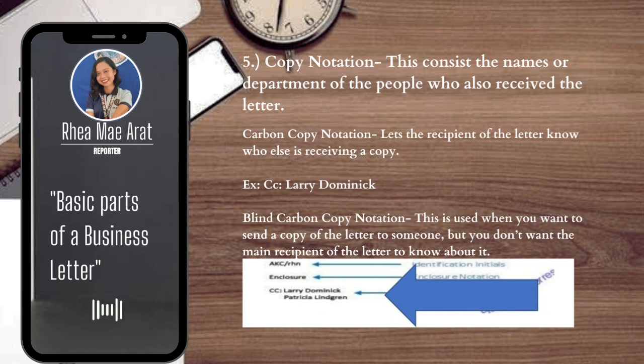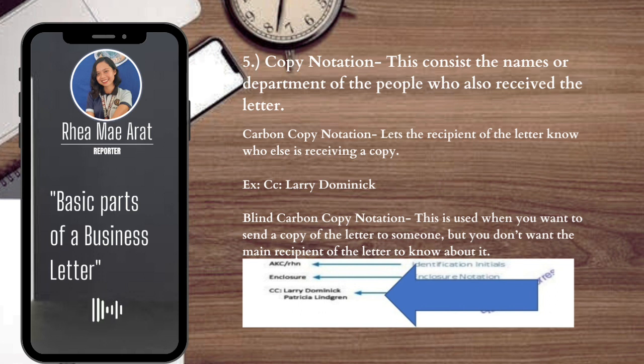Write CC and then use a colon and state the name of the person you've sent a copy. But if they are two or more, you can also put their names. The copy notation is usually put below the enclosure.